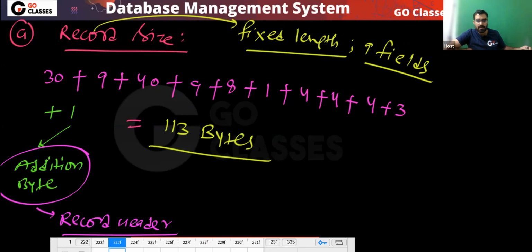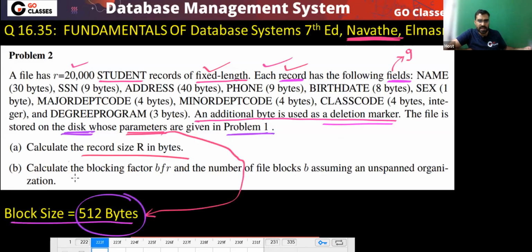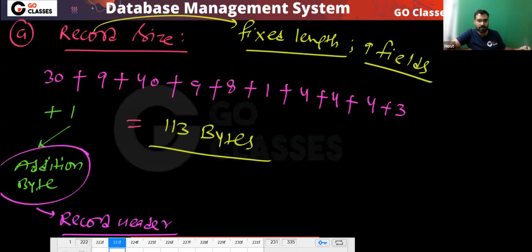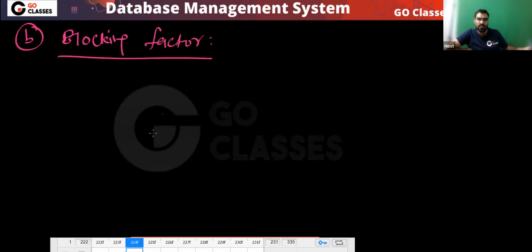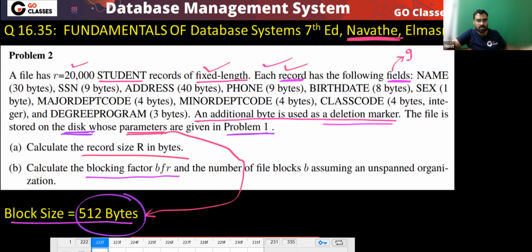Okay. Now, let's calculate the blocking factor. First of all, you calculate the blocking factor. What is the blocking factor? Which organization we have to use? Okay, the question has also given unspanned organization.